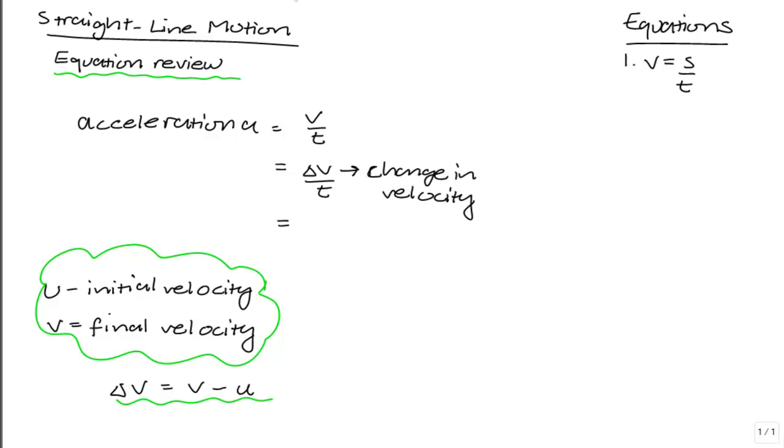Right? So you can substitute that into this equation that we have right here, and so you get acceleration a is equal to v minus u divided by t. And that's another equation to put in your list. So a is equal to v minus u over t, which is the same as delta v over t.